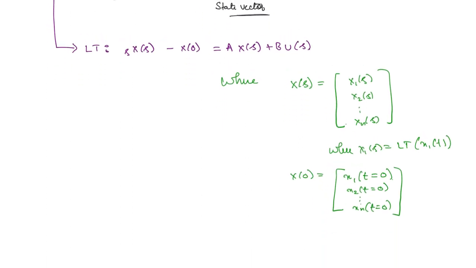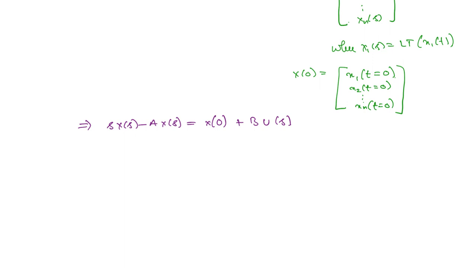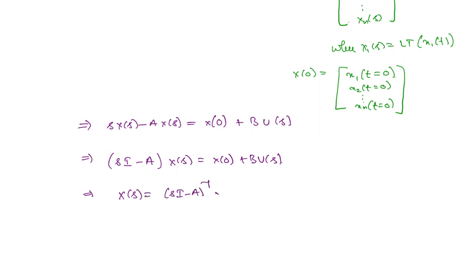Now you can get X of s on one side. So what will you get? sX of s minus AX of s is equal to x of 0 plus BU of s. This can be further simplified as (sI minus A), where I is the identity matrix, into X of s, is equal to x of 0 plus BU of s. So then what will be X of s now? This is going to be (sI minus A) inverse x of 0 plus (sI minus A) inverse B into U of s.